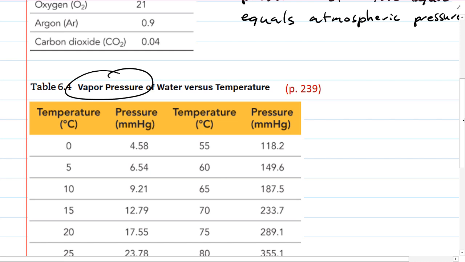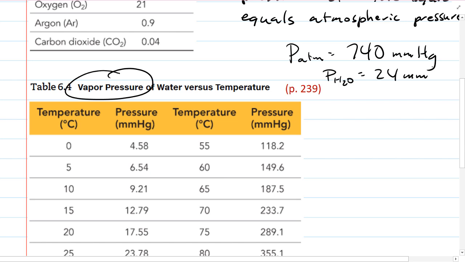So if the atmospheric pressure when you did that lab was, let's say, 740 millimeters of mercury, and at 25 degrees Celsius the water vapor pressure would have been equal to 24 millimeters of mercury, then the partial pressure of the hydrogen gas you collected would have been how much? Or how would you find that?